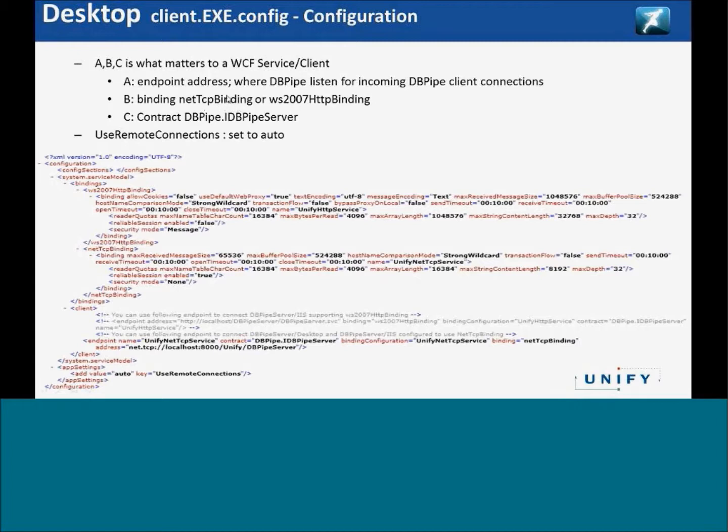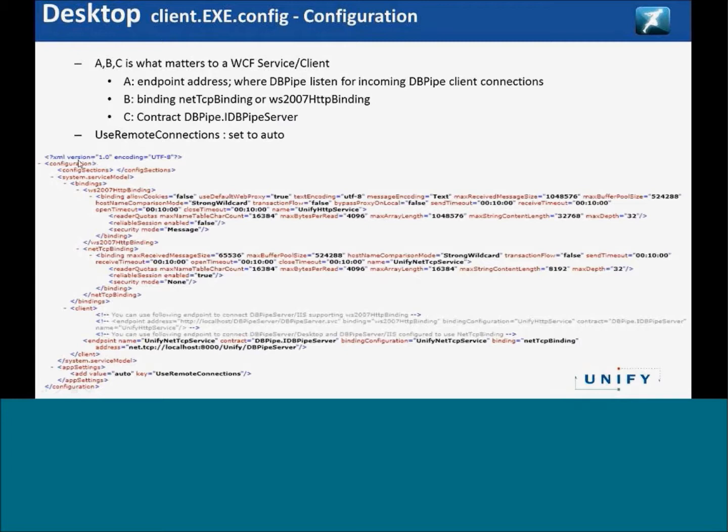NetTCP binding is supposed to be much faster than WS 2007 binding. By default, when you generate an exe file in .NET, we're going to use the NetTCP binding, and we're going to try to talk directly to the DBPipe desktop exe, so that you have the opportunity to test your settings.